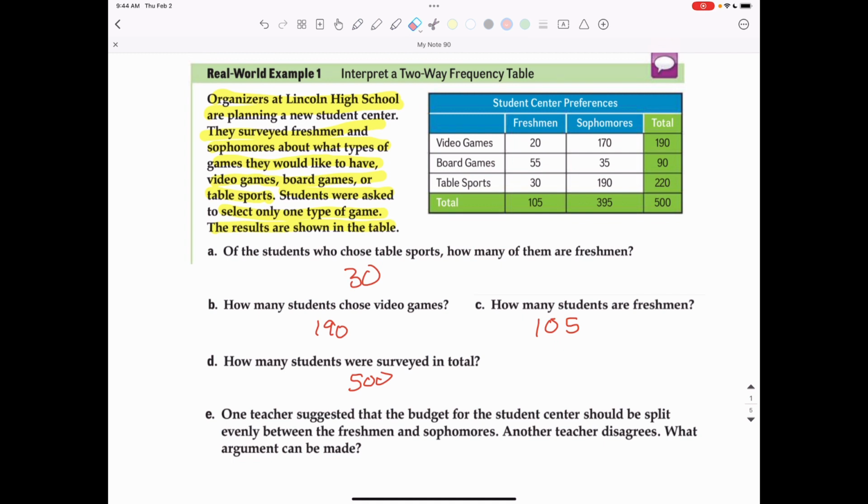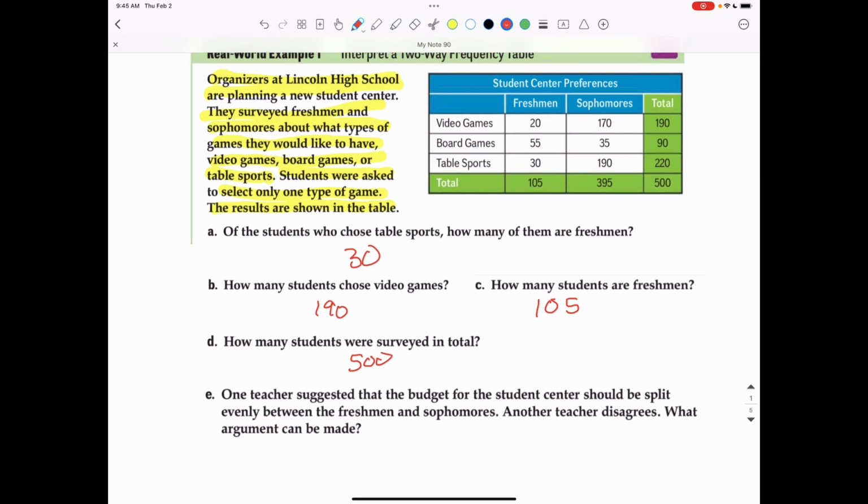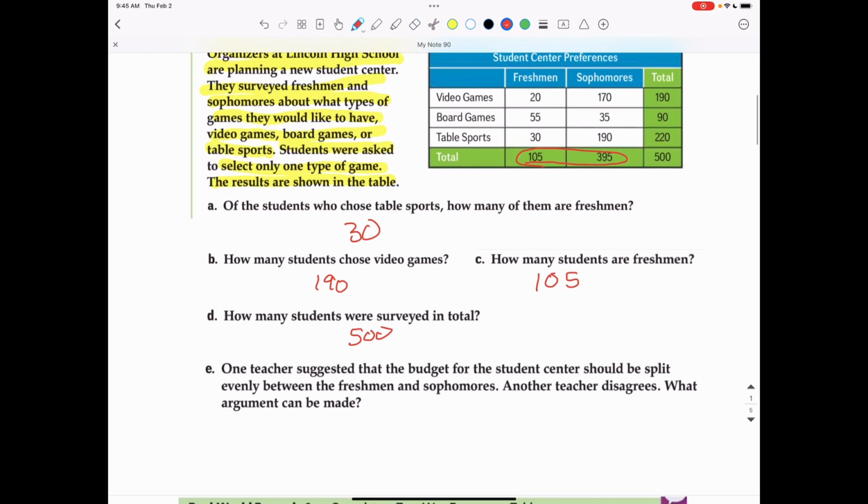One teacher suggested the budget for student centers should be split evenly between freshmen and sophomores. Another teacher disagrees. What argument can be made? I think the most logical argument is that the budget should not be split equally, simply because there are more sophomores than freshmen. The sophomores have more students, therefore they should get more money. That would be the most logical argument that I can see being made on this.